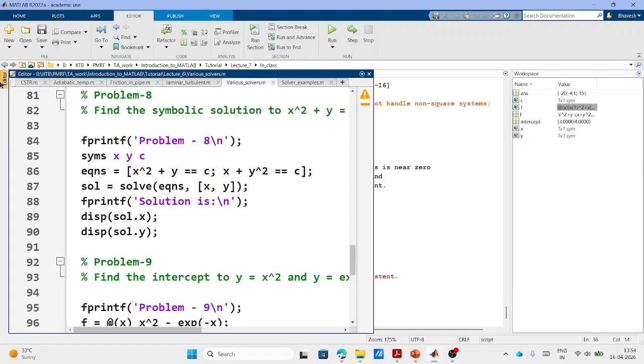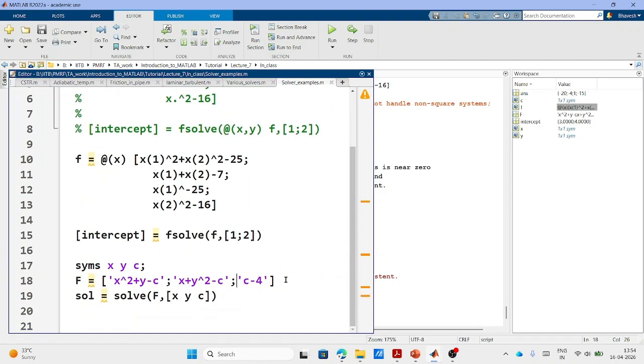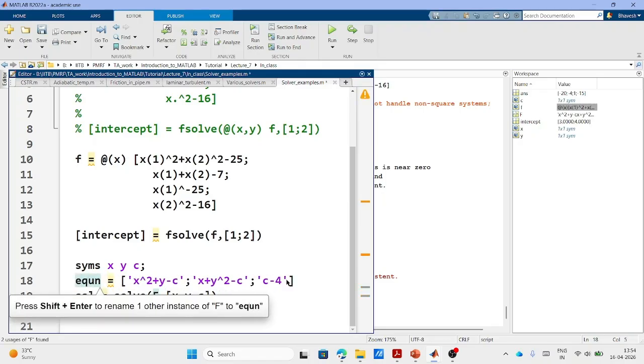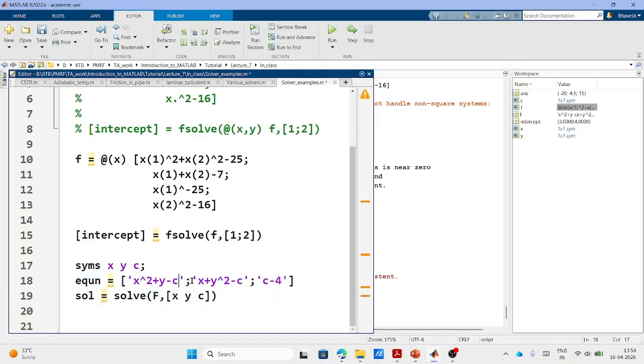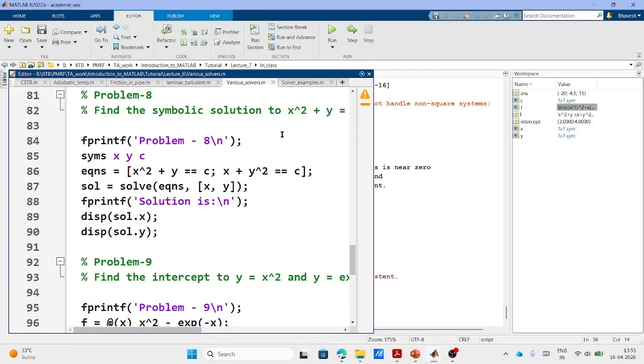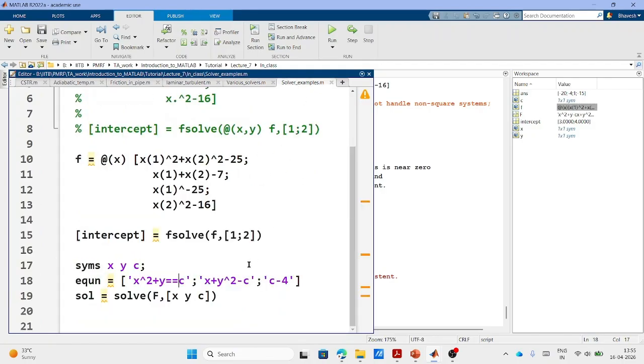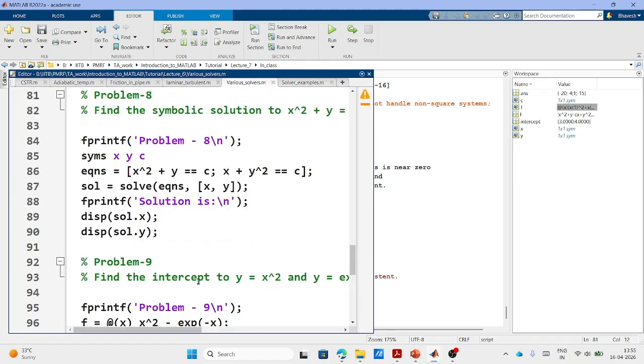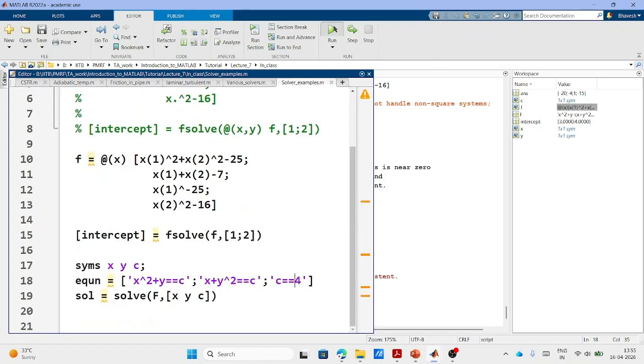So basically, when we are using the symbols, instead of writing function is equal to 0, we have to write the equations, right? So this is my equation. So it should be equal c. So x square plus y is equal to c, and then x plus y square is equal to c. And c is equal to 4, right? And then you can use solve and then your variables x, y, and c.